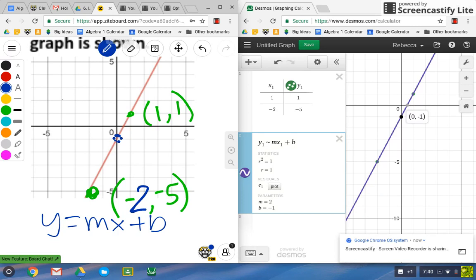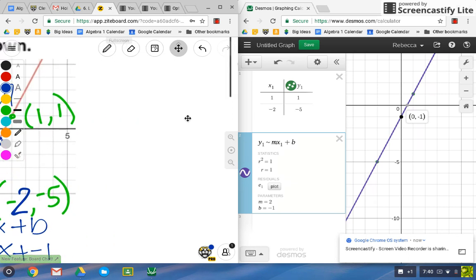Okay, so my equation is y equals 2x plus -1. Now my y-intercept matches, and my slope should be positive because I'm going up a hill. And my m value is positive, so that's good. Okay, so now let's try another problem. Remember, always go back and check. Does it make sense? Is your y-intercept correct? Is your slope correct? Right sign.